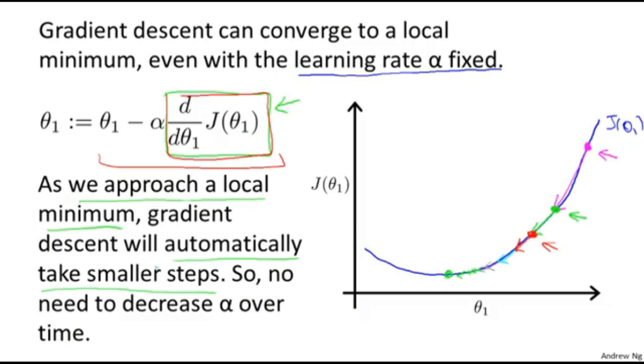So as we approach the local minimum, this derivative term will automatically get smaller, and so gradient descent will automatically take smaller steps. So this is what gradient descent looks like, and so there's actually no need to decrease alpha over time. So that's the gradient descent algorithm, and you can use it to try to minimize any cost function J, not just the cost function J that we defined for linear regression.